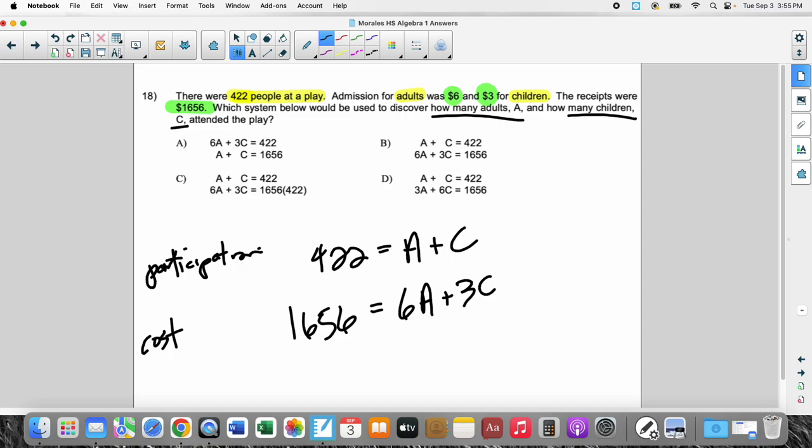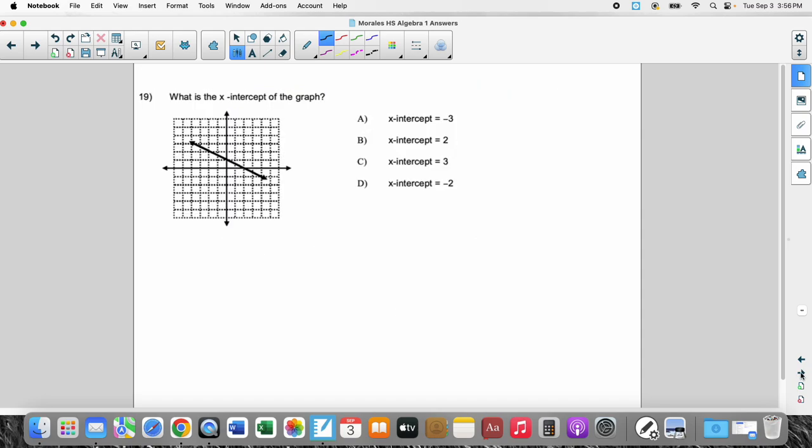So you're going to have, I think it's B, A plus C equals 422. 6A plus 3C equals 1,656. Yeah, B. So that's a good problem. That is a very typical Algebra 1 question that you will see.